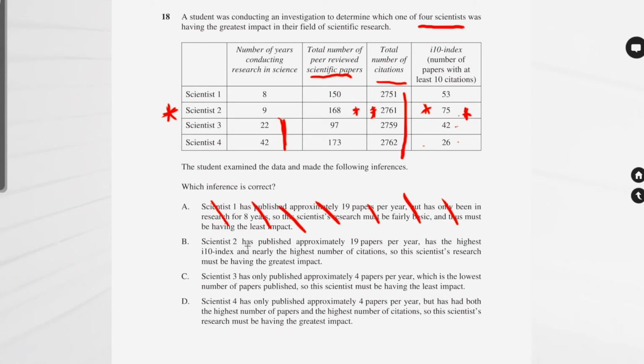Scientist 2 has published approximately 19 papers per year. That's pretty much clear. Has the highest i10 index and nearly the highest number of citations. So this scientist's research must be having the greatest impact. That sounds pretty plausible, so we're going to keep that in mind. Scientist 3 has only published approximately 4 papers per year, which is the lowest number of papers per year. So this scientist must be having the least impact.